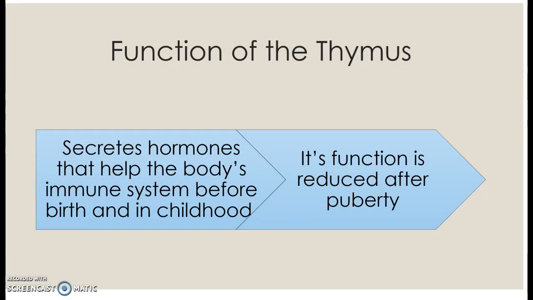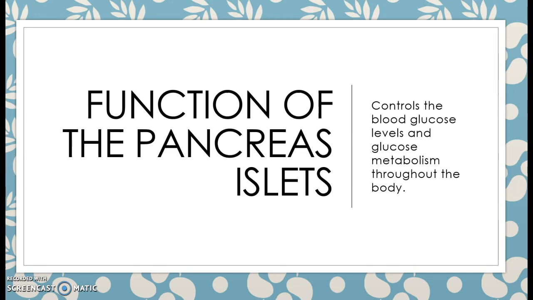The function of the thymus is to secrete hormones that help the body's immune system before birth and in childhood. And you'll generally see the function of the thymus reduced after puberty. The function of the pancreas is to control the blood glucose levels and the glucose metabolism throughout the body.